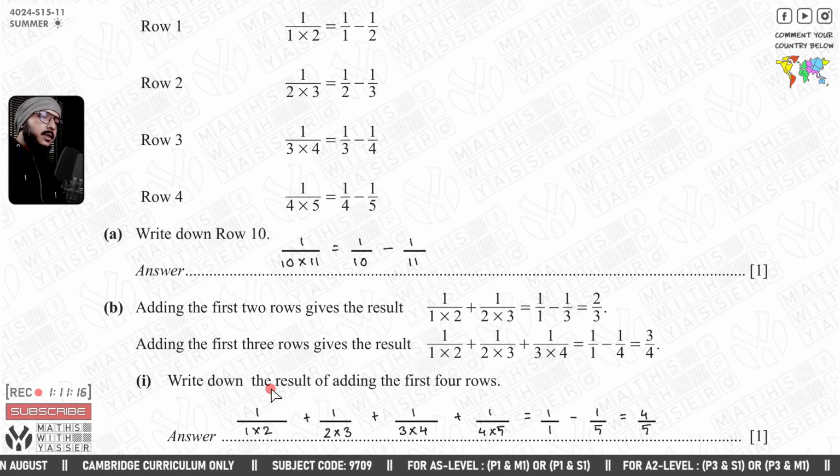So now let's use this knowledge to find the result for adding the first 4 rows. It will be 1 over 1 into 2, 2 into 3, 3 into 4, 4 into 5, because we are adding the first 4 rows. As you can see, for 3 rows, it started with 1 and ended with 4. So for the first 4 rows, it will start with 1 and end with 5. Also, this was 1 over 1 minus 1 over 4, so this will be 1 over 1 minus 1 over 5. And since it's the addition of the first 4 rows, for 3 rows it was 3 over 4, for 2 rows it was 2 over 3. That means for 4 rows, it will be 4 over 5. And that is the answer.